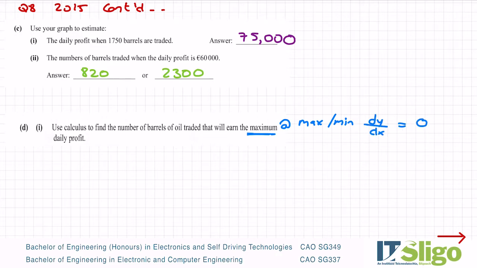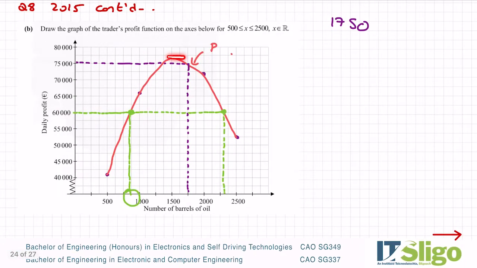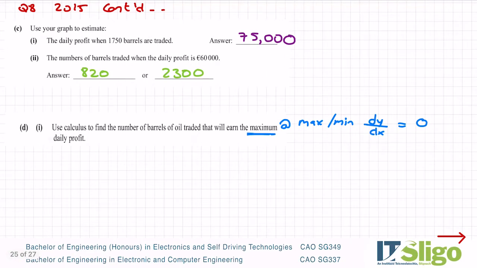To find the maximum point of a curve, you let dy dx, which is slope, equal to 0. And the reason for that is right at the top of that curve, your slope is 0. It's a flat line, just right at the peak. Not here, not here, just right at the peak. Okay, so the number of barrels of oil traded.